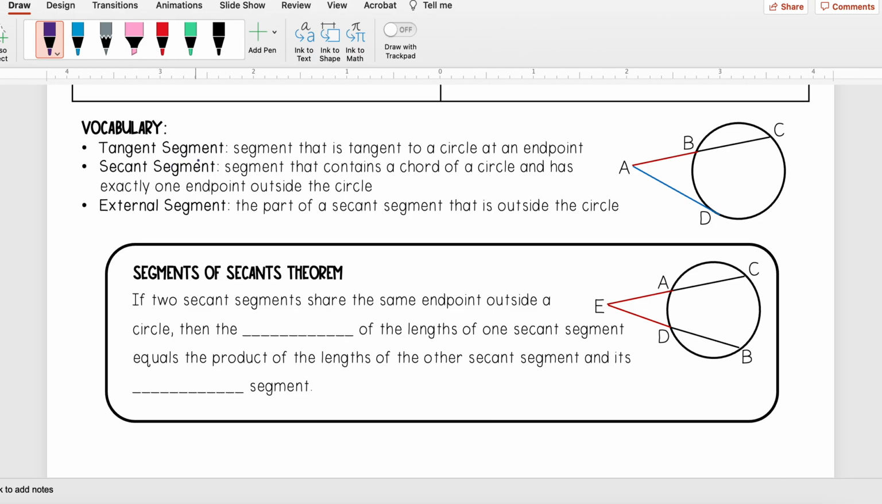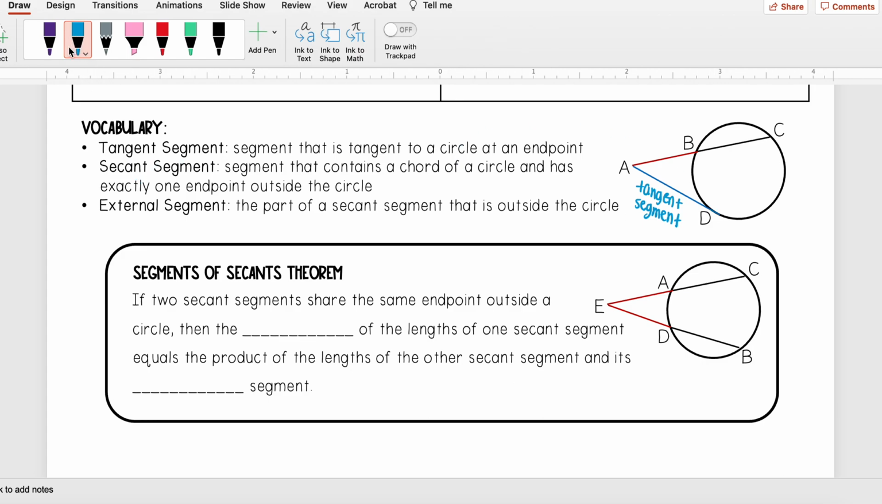First one is a tangent segment, and that is a segment that is tangent to a circle at an endpoint. So I see here in blue that AD is a tangent segment. That's because it is a segment, so it has two endpoints, and one of its endpoints is tangent to this circle.